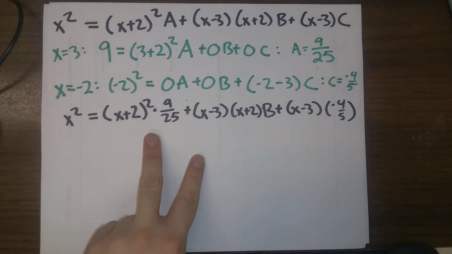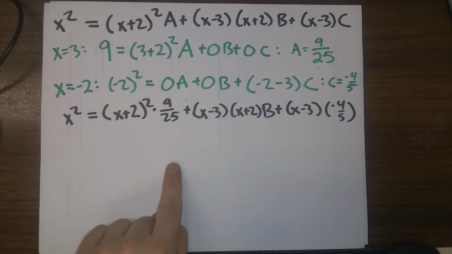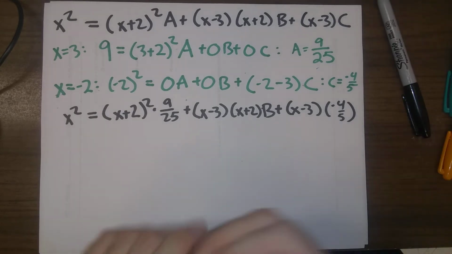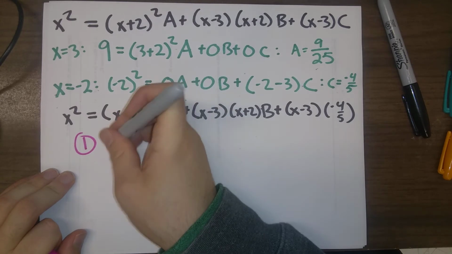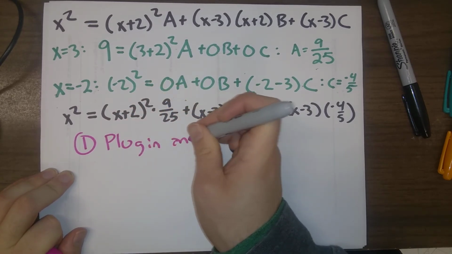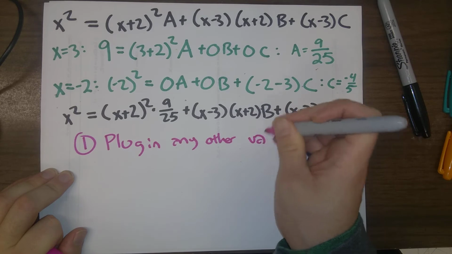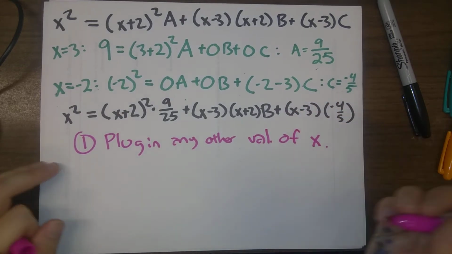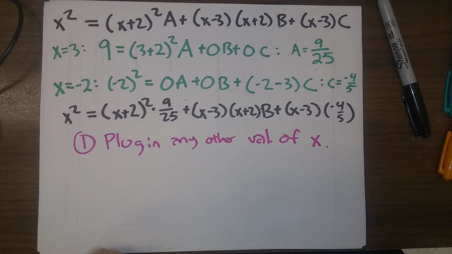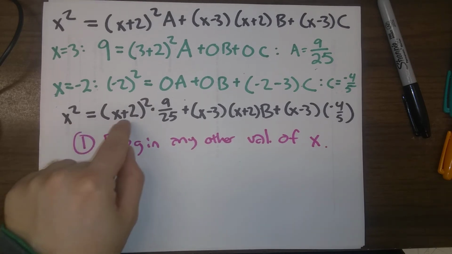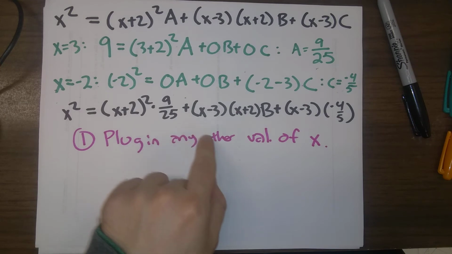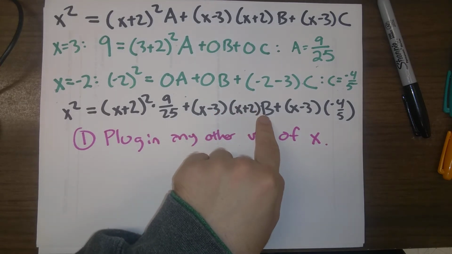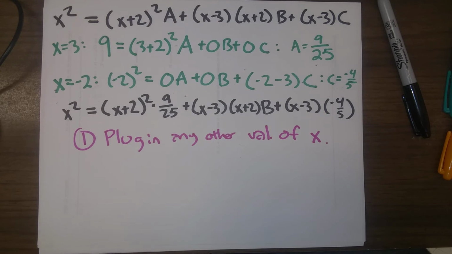So there's two ways that we can handle things from here to solve for b. Number one is that we could just plug in any other value of x that we want. So for example, we could plug in x is equal to 0, and so we get 0 is equal to 2 squared times 9 over 25 plus minus 3 times 2 times b plus minus 3 times minus 4/5. And that gives you a slightly messy equation to solve, but it's pretty easy to do, just a little bit tedious.